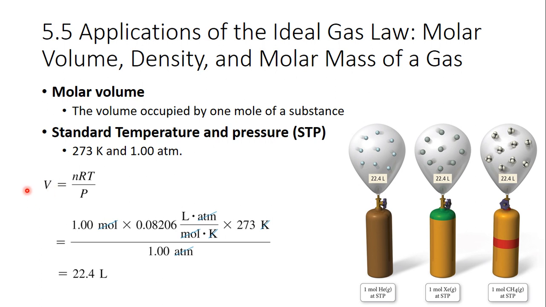So remember, the ideal gas law is PV equals nRT. So all we did here was we moved the P over to solve for V. So we have 1 mole of stuff multiplied by the gas constant, multiplied by our standard temperature, divided by our standard pressure, and we get 22.4 liters. So no matter what type of gas you're working with, at standard temperature and pressure, 1 mole of that gas will always take up 22.4 liters.